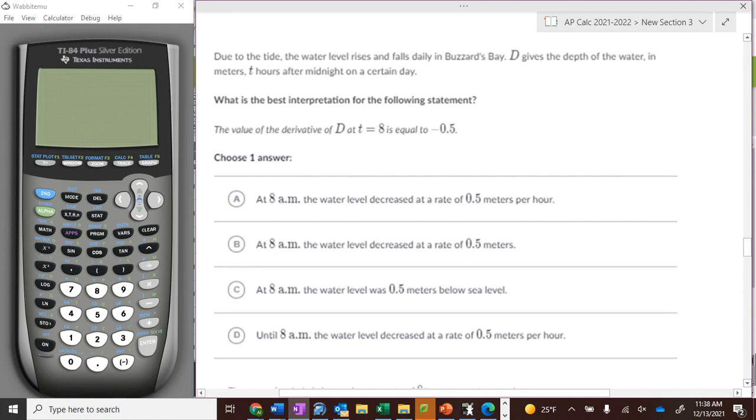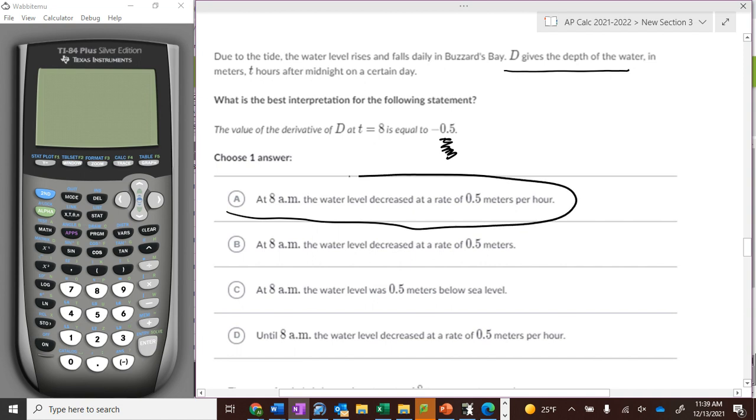Due to the tide, the water level rises and falls in Buzzards Bay. D is the depth of water, and T is hours after midnight. What's the best interpretation? The derivative of D at T equals 8 is equal to negative 0.5. So the depth of the water is changing at negative 0.5 meters per hour. At 8 a.m., the water level decreased at a rate of 0.5 meters per hour.